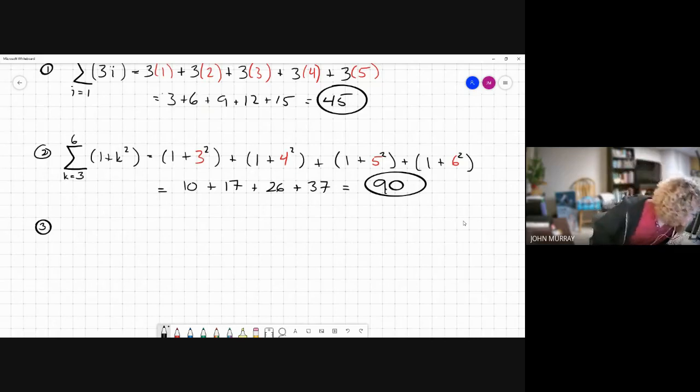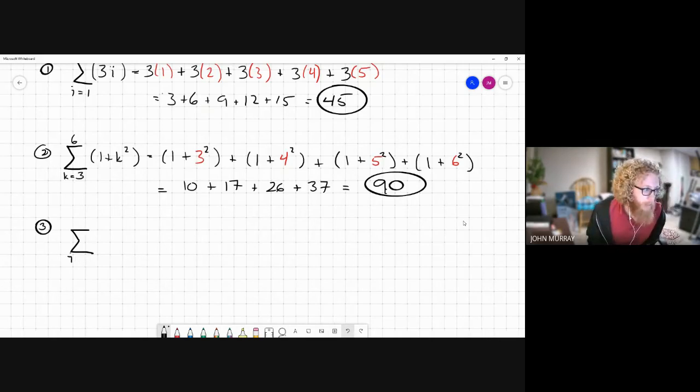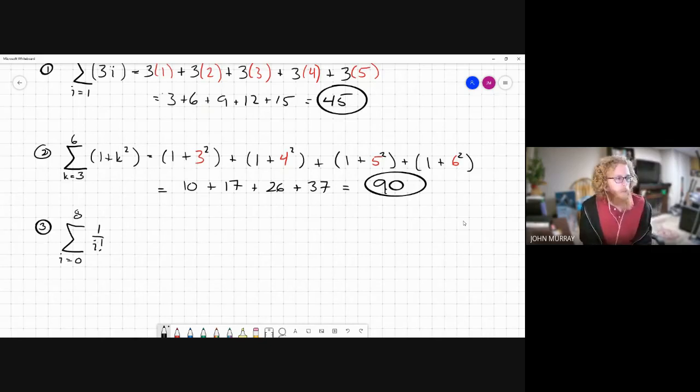So we are going to find the sum from i equals 0. Oops, went too far. So here we're going to find the sum from 0 to 8 of 1 over i factorial. So this is combining what we did yesterday with the factorial with what we're doing now with the sums. And actually this here is an interesting sum.